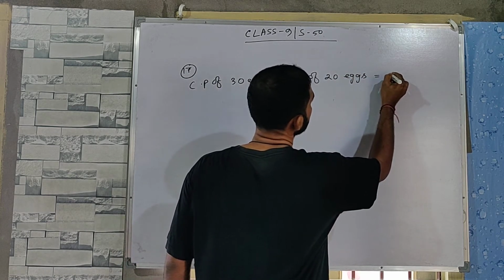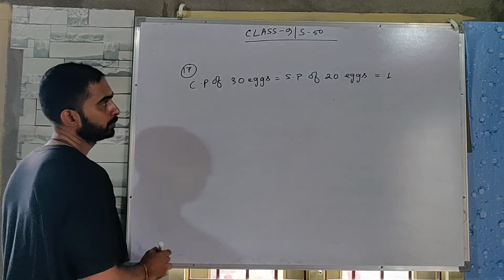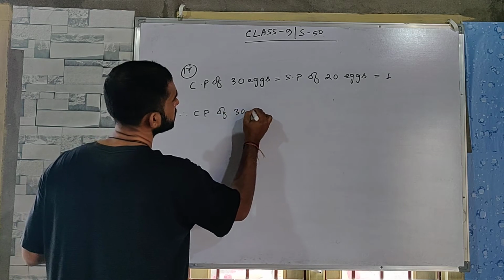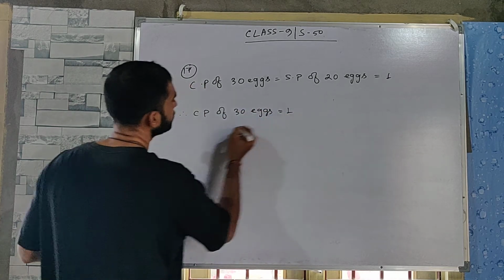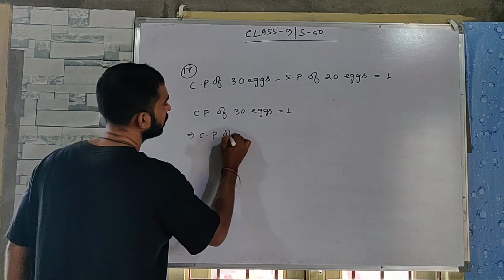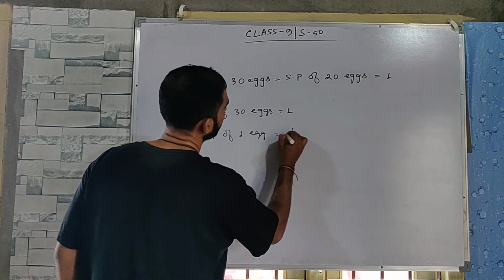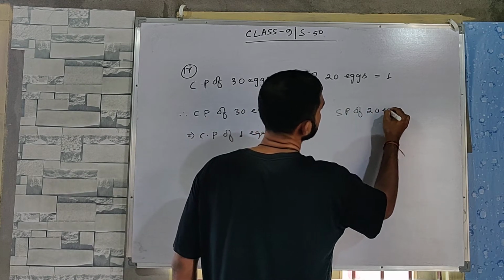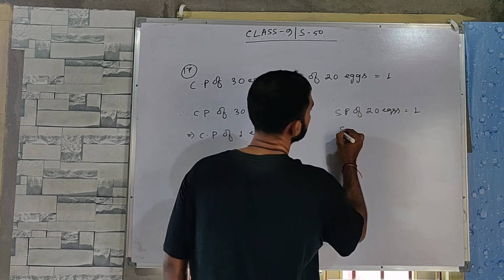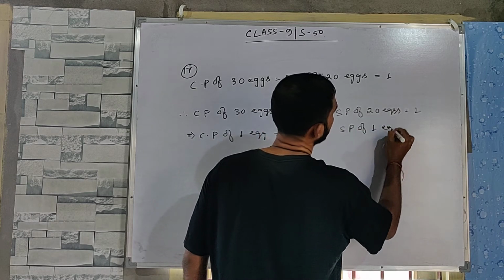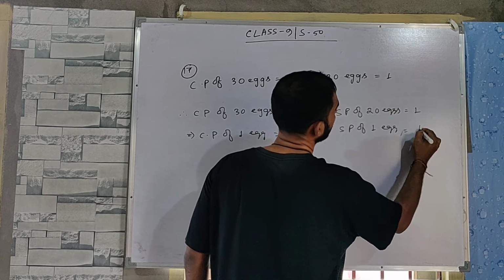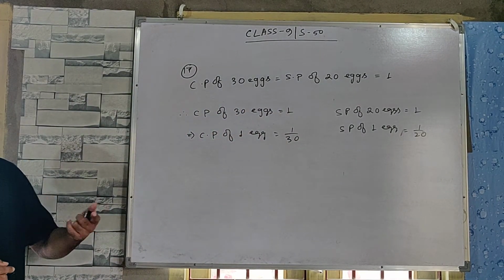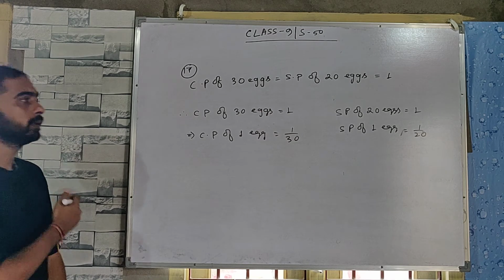Then this one equals what? Suppose 1. Therefore, CP of 30x equals 1, so CP of 1x equals 1 by 30. SP of 20x equals 1, so SP of 1x equals 1 by 20. Now 1 by 20 is more than 1 by 30, so SP is greater than the CP. Therefore there is a profit.